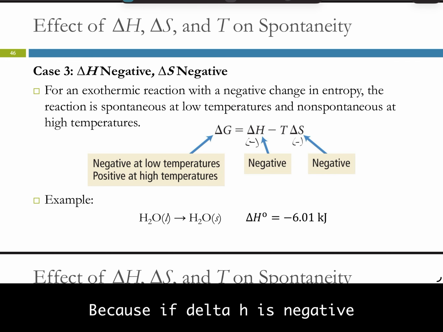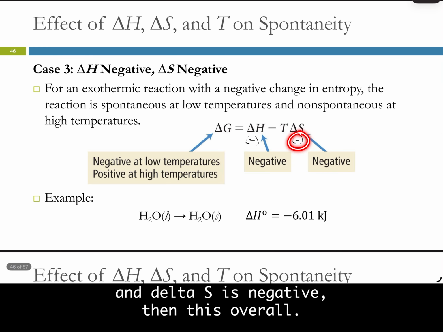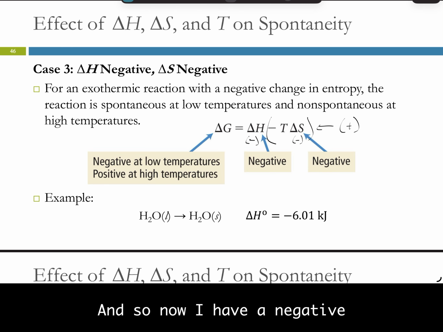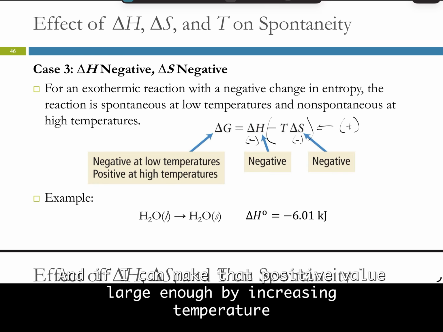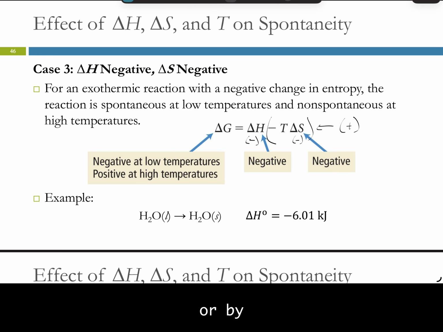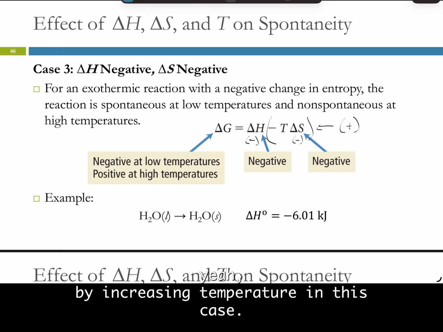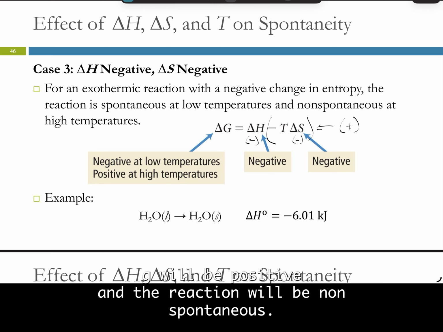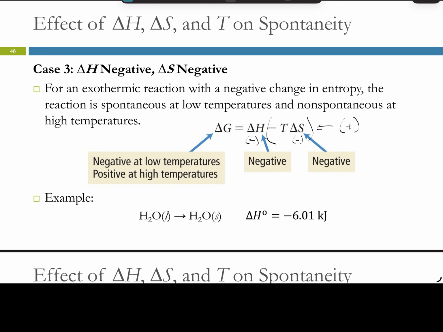Because if delta H is negative and delta S is negative, then this overall will be positive. And so now I have a negative plus some positive value. And if I can make that positive value large enough by increasing temperature, then delta G will be positive, and the reaction will be non-spontaneous.